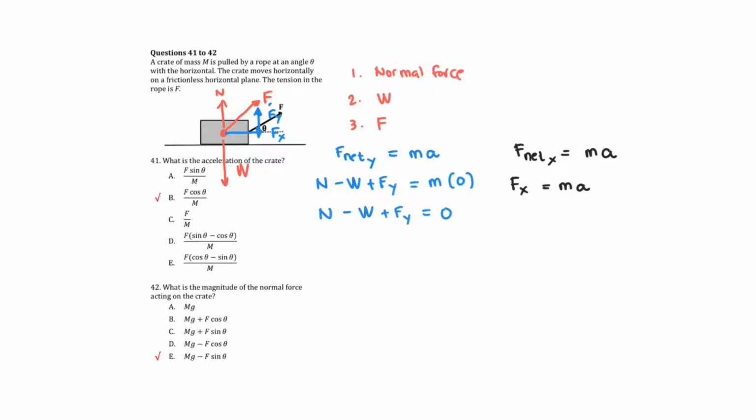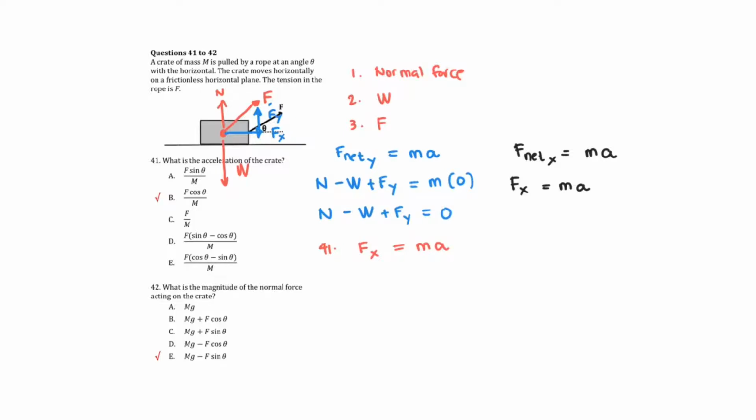Now for question number 41, we're interested in solving for the acceleration of the crate. We have two equations here, the one for the y component and the one for the x component. Obviously we should be using this equation, because this is where we can find the acceleration a. So in solving number 41, we have the x component of tension equal to mass multiplied by the acceleration.